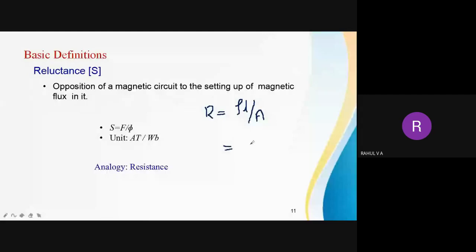That is L divided by sigma into A, because I know that resistivity is equal to 1 by conductivity. So rho is 1 by sigma. So I can rewrite this equation as L divided by sigma A. And for reluctance also we have the same equation.